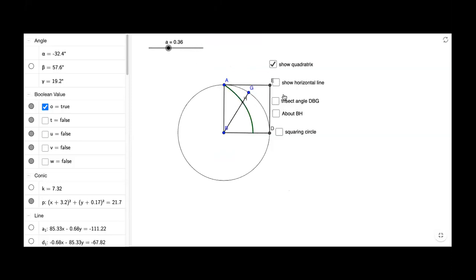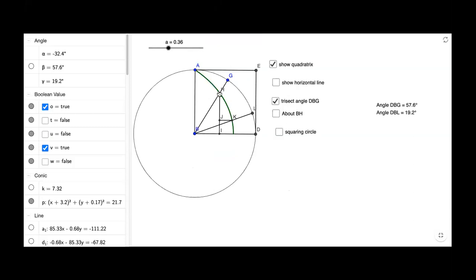And now I'm going to say trisect angle. There it is. There was the work. So as I move this point around, HI was the red line. J was the HI trisected. K was on the horizontal line. And you can see over here, angle DBG is 60.75, angle DBL is 20.25.